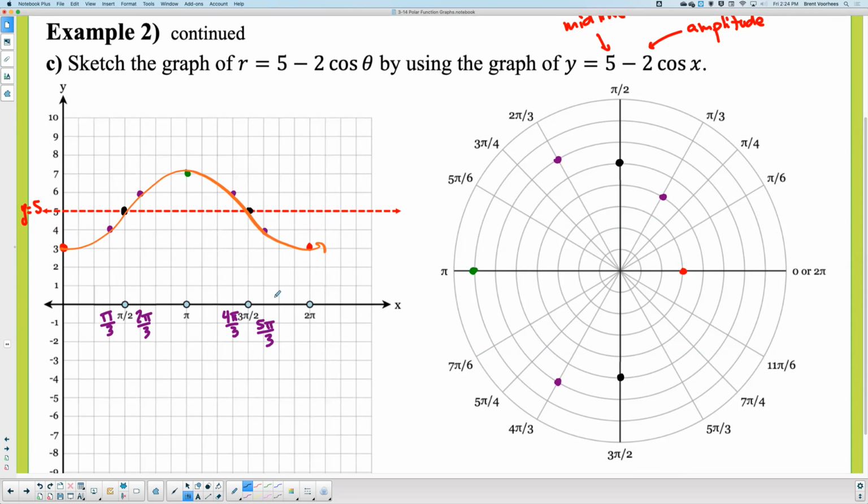At 5 pi over 3, we're down to 4. And then finally, if we went all the way to 2 pi, we're back at 3.